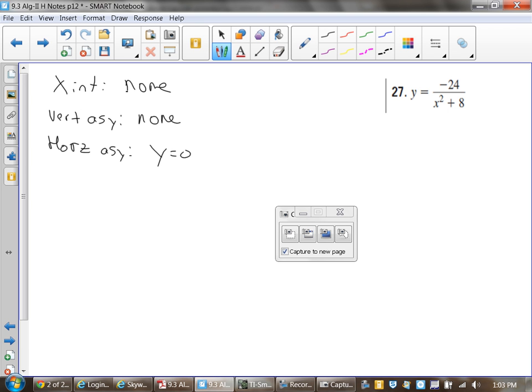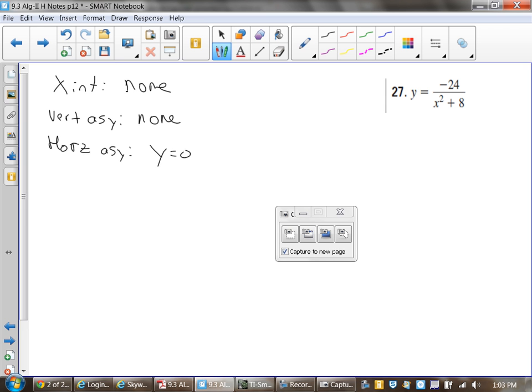You're saying it's y equals 0, and why is it that? Because n is greater than m. Good. Since the denominator has a higher degree than the numerator, y equals 0 would be your horizontal asymptote. So that's all we have to do? From yesterday, that's all you need to be able to do.